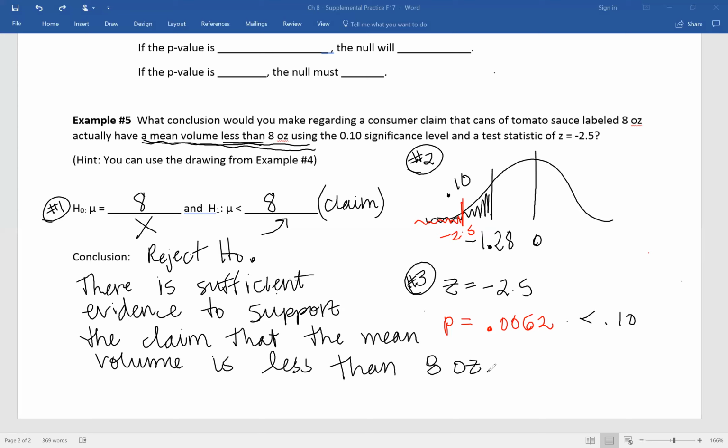Hopefully that helps define some of the vocabulary a little bit better and break up the two different ways that you should be able to reach the same conclusion. That p-value or looking at the test statistic versus the critical value will never lead you to different conclusions. It's just two ways to look at the same thing.